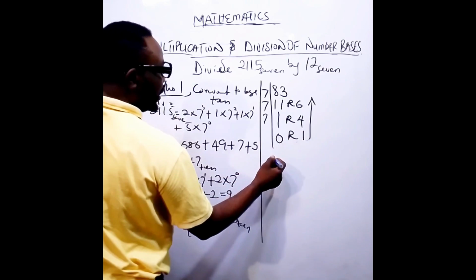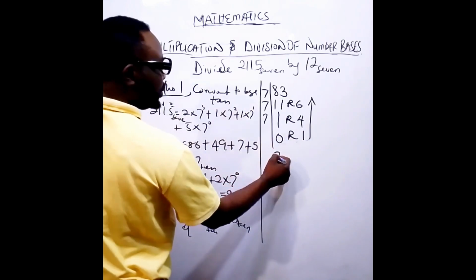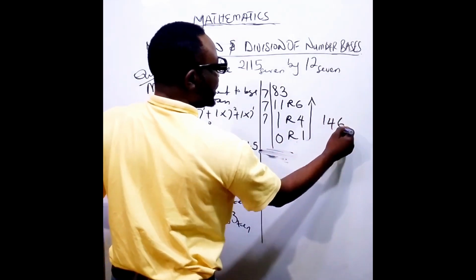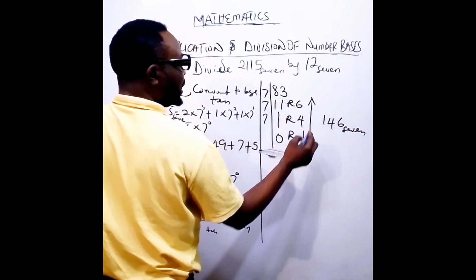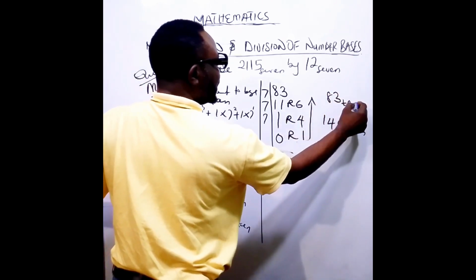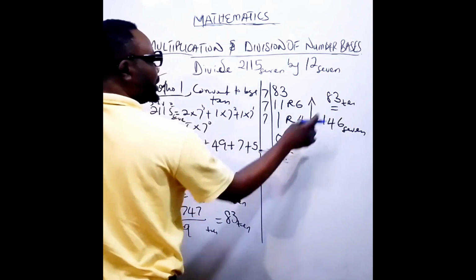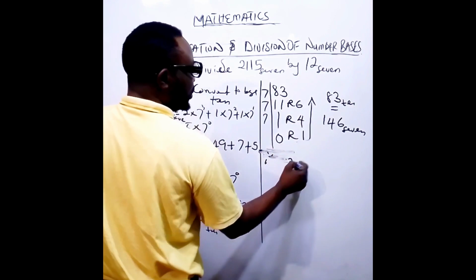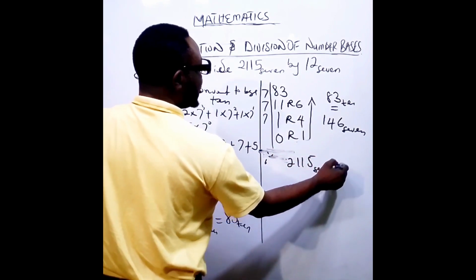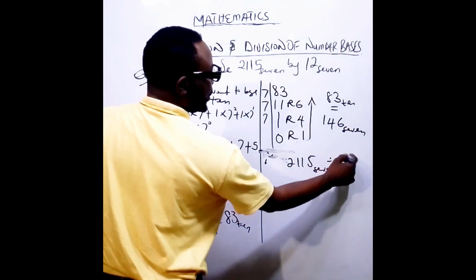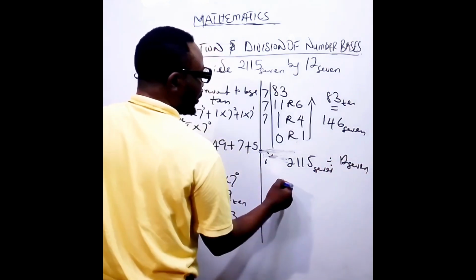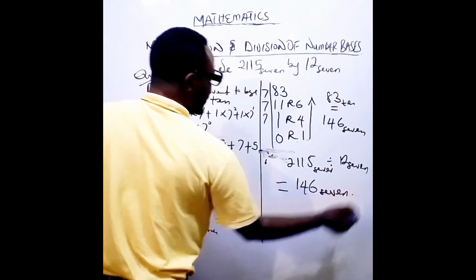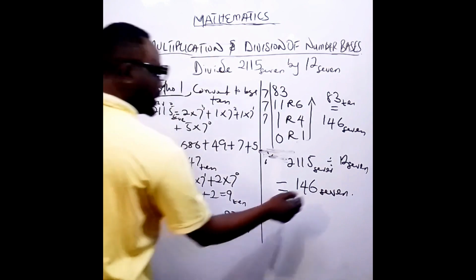So we are going to have 1 4 6, which is equal to 146 base 7. That is, 83 base 10 is equal to 146 base 7. Therefore, in conclusion, 2115 base 7 divided by 12 base 7 will give us 146 base 7. That is the answer to that question. Take note of this answer.